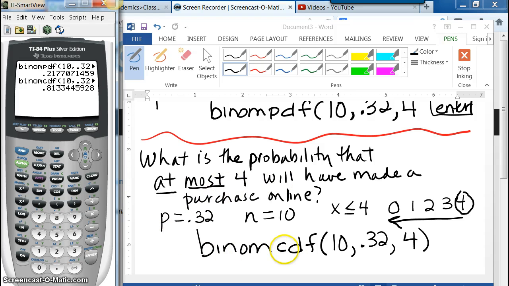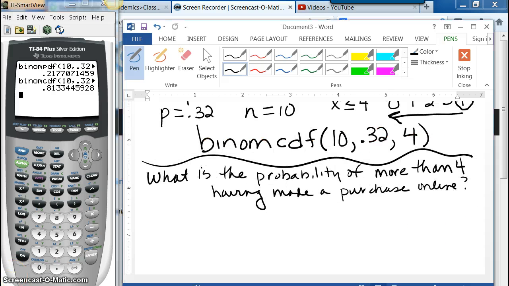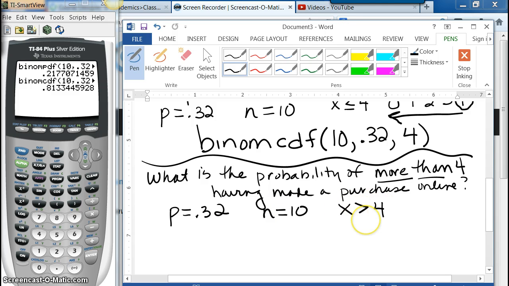So the binomial CDF is an accumulating function. It does each one of these individually. It does the 4, then the 3, then the 2, then the 1, then the 0, and accumulates them. So changing the question just a little bit again, it says what's the probability now of more than 4 having made a purchase online? So the probability of purchasing online is staying the same. We're still choosing 10 trials, but now more than 4 would look like that. And more than 4 would be 5, 6, 7, 8, 9, 10.